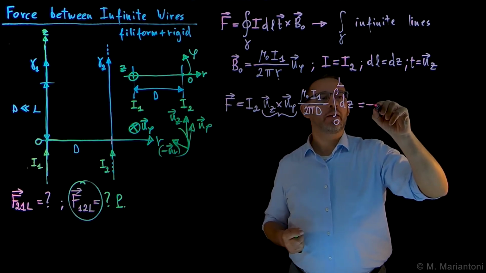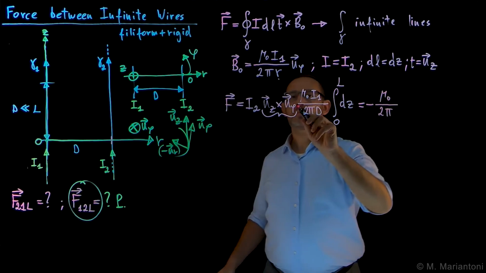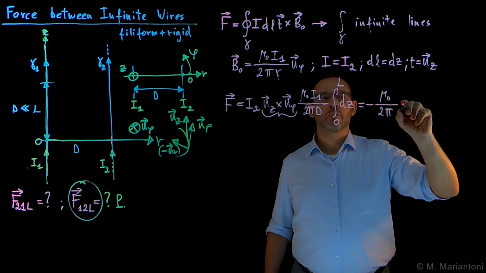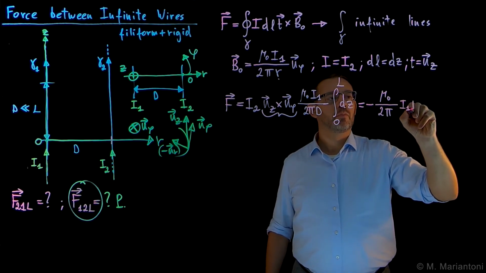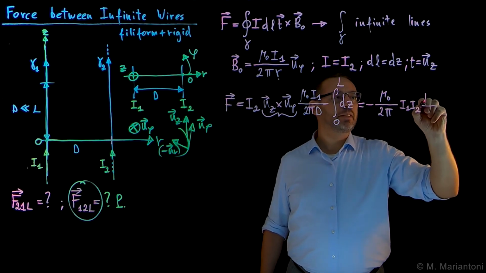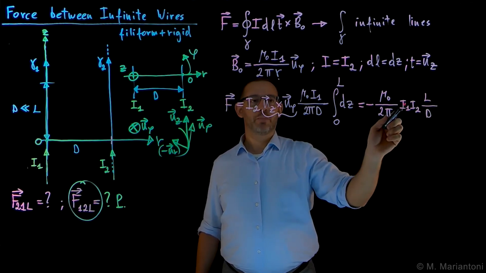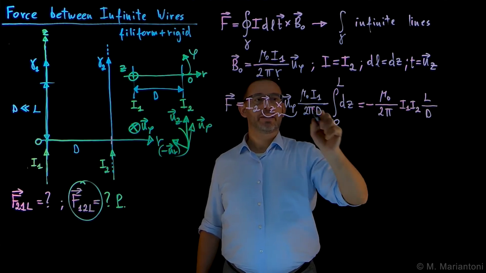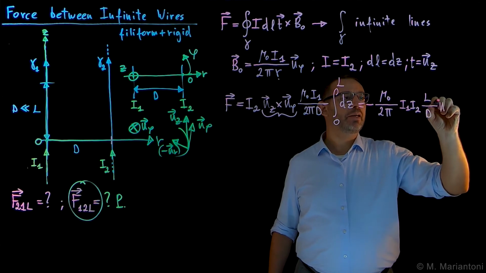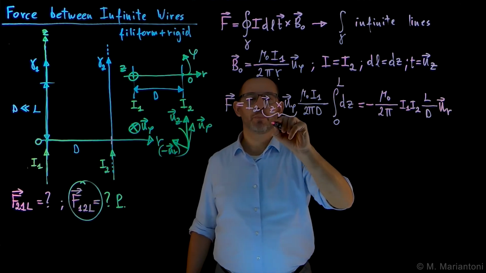mu naught over 2 pi, which are fundamental constants. So this we have it, I1 times I2. The integral gives me capital L divided by capital D. So this gives me minus 1. I2, I1, we have them here. mu naught over 2 pi, we have them here. L over D is from this quantity here. And this has to be directed as minus ur, because this is minus ur.